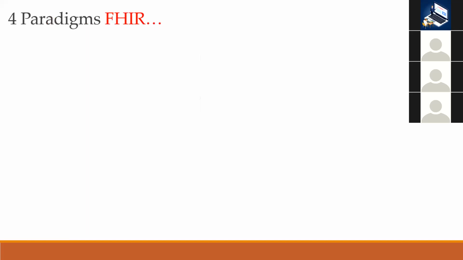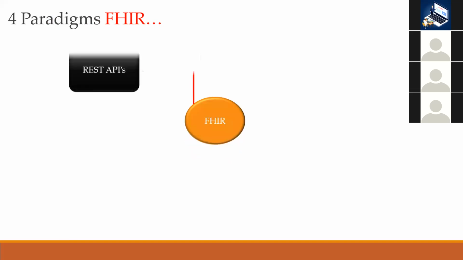So let's look at the 4 paradigms of FHIR. The 4 paradigms: number 1 is REST APIs. These are 4 categories that FHIR has planned to have. Currently, we are working explicitly on REST APIs. That is how we are exchanging the data between 2 different systems.